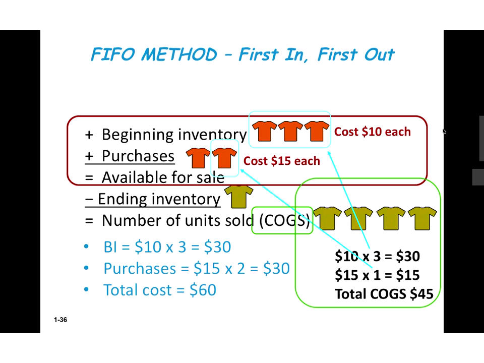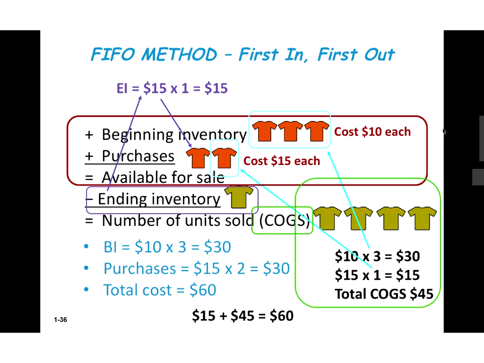Then my ending inventory under FIFO. FIFO means that my newest units are in ending inventory. And I have 1 left, and that's going to be at $15. So then if I take my ending inventory at $15 plus $45 cost of goods sold, it's going to give me total cost of $60, which is where I'm back to that.